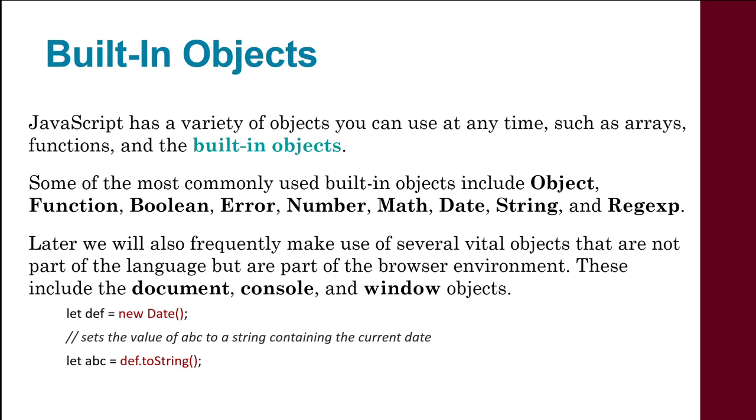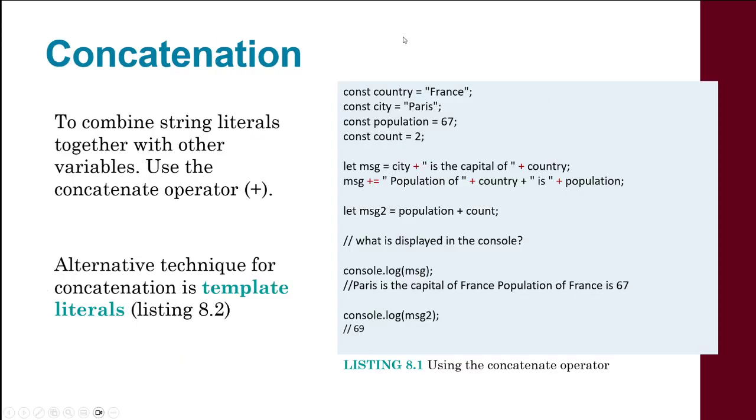The example here is declaring a variable called def. So that let is declaring, def equals, and then new date. And if you don't put anything in there for date, it's going to default to the current date. And then taking that and declaring another variable called ABC, and then taking that date object and turning it into a string. So instead of a date, now it is text.